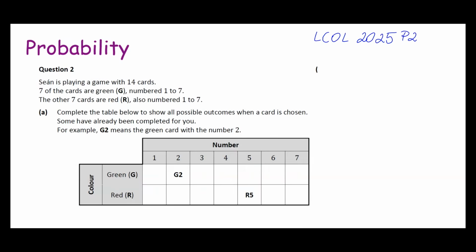Probability, one of the topics that is always there on your Leaving Cert. Let's see. Sean is playing a game with 14 cards. 7 of the cards are green, numbered 1 to 7. So we get the idea.